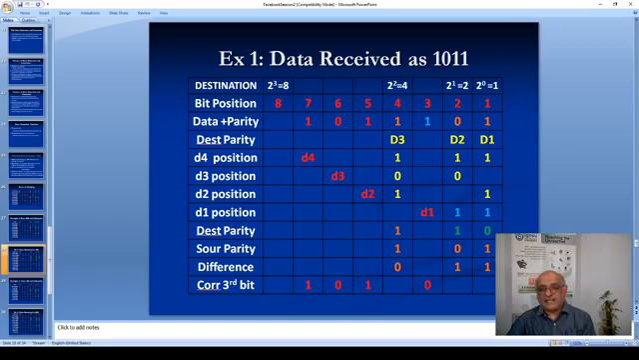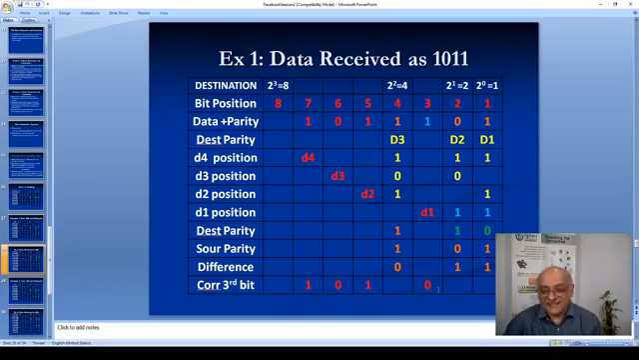Now what we see is, this is the destination parity and this is the source parity. There is a difference between these. If both are the same, put a value 0. If both are different, put a value 1. In both the cases, both are different, so we put a value 1. What is the decimal equivalent of 0, 1, 1? 3. That means bit position 3 is in error. Because it was 1, change it to 0. I have made the correction. Now the correct data has been received: 1, 0, 1, 0.